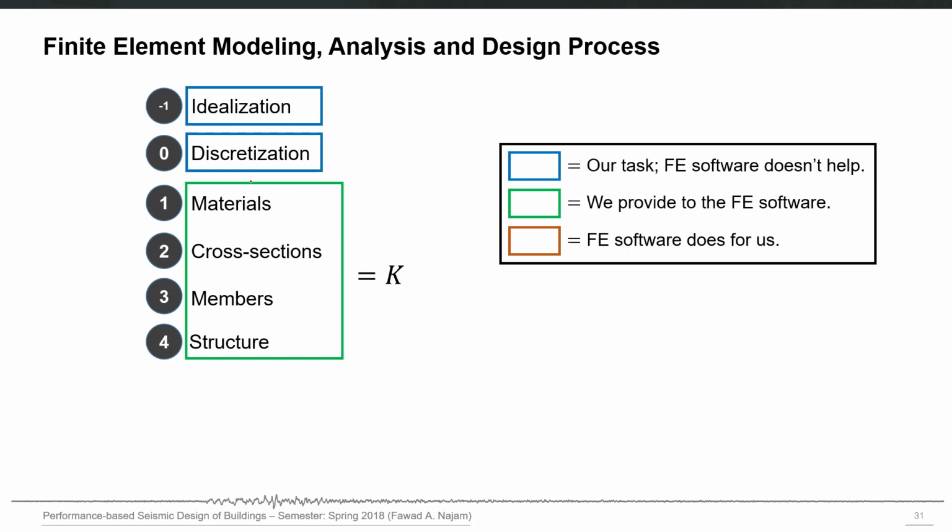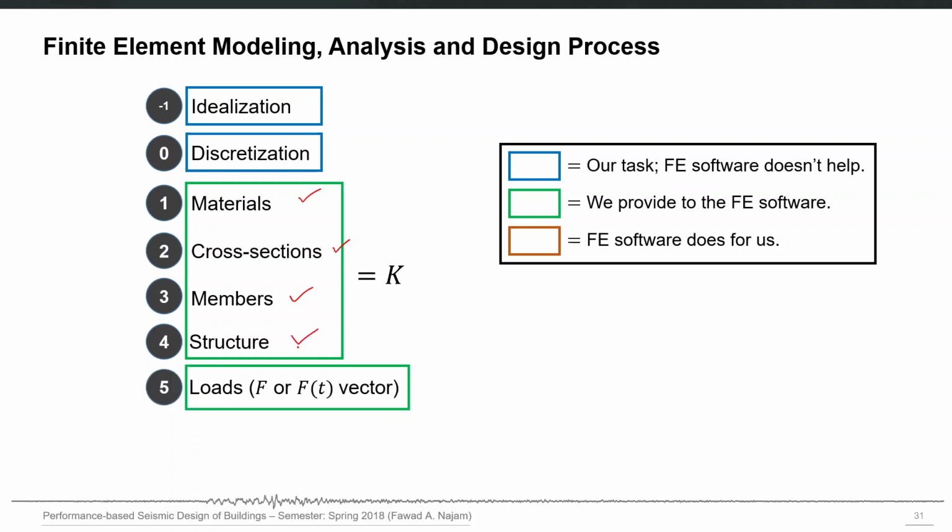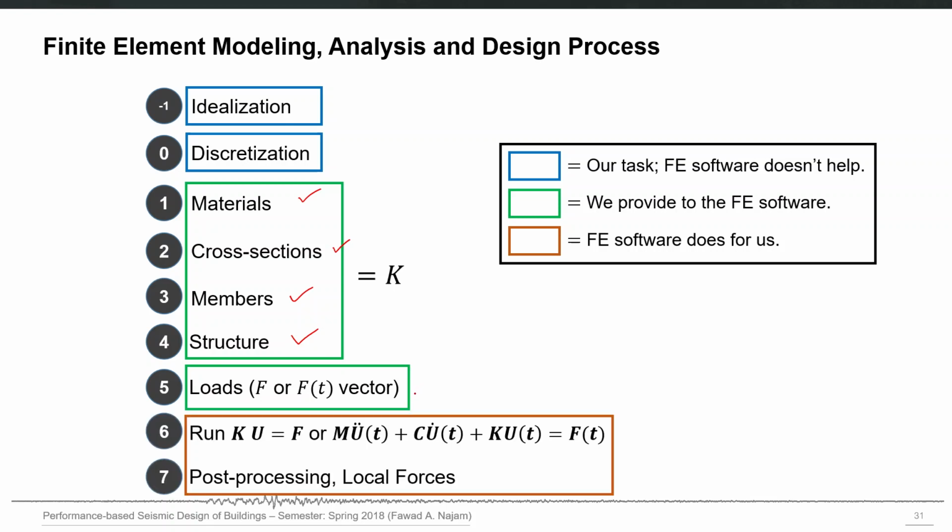Then there will be a set of tasks which we have to provide to the finite element software, and those tasks, as we saw in the last slide also, are defining materials, defining cross sections, defining members, and connecting all those members into an overall configuration to make a complete structure. Then we have to apply loads. That also will be in a green box, which means that this is a task which we have to provide to the finite element software, and then run that model.